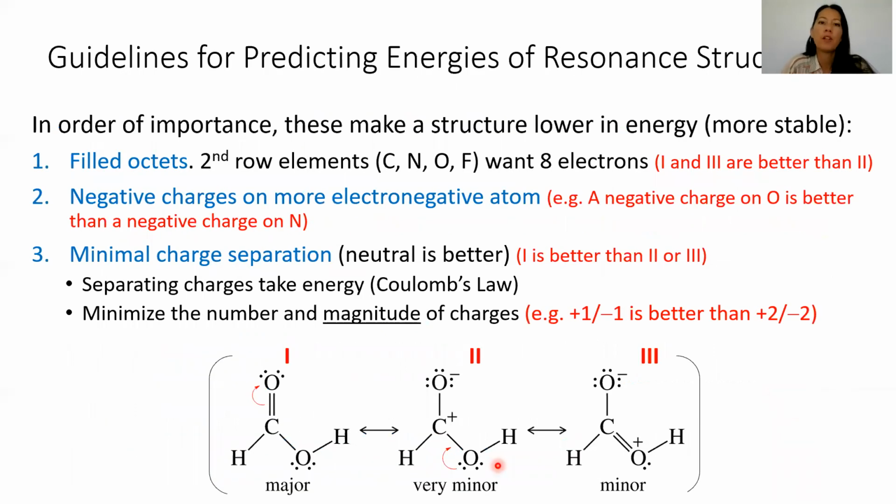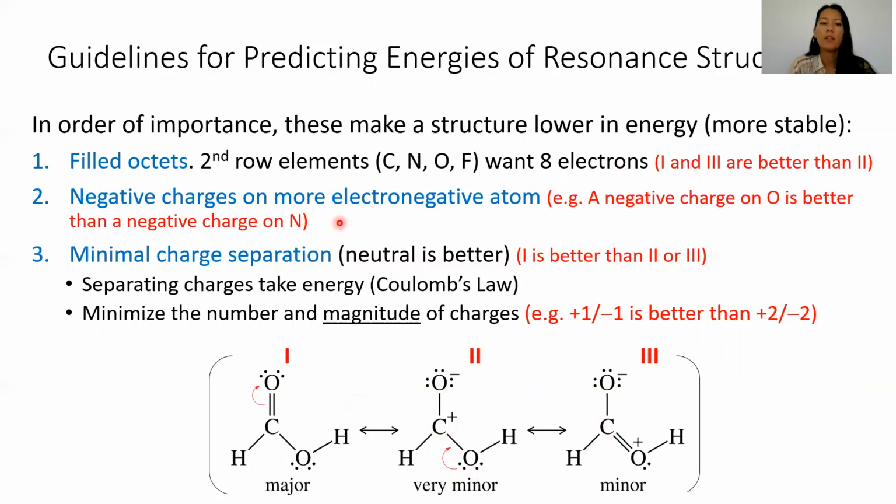How do you know what's the lowest energy one? These are 3 key ways you could figure that out. The most important one, this is in order of importance, is fulfilling octets. So C, N, O, F, they want 8 electrons. If I look at the formic acid resonance structures, 1 and 3 are better than the middle one because the middle one does not have a full octet.